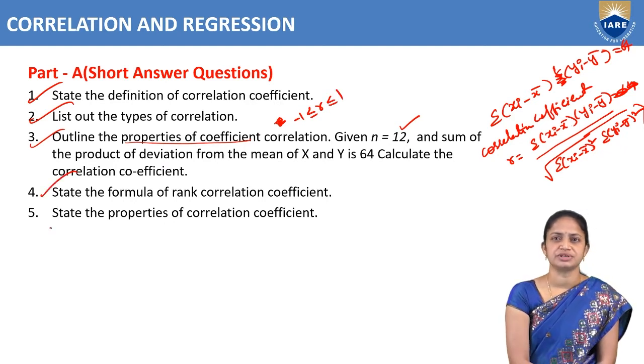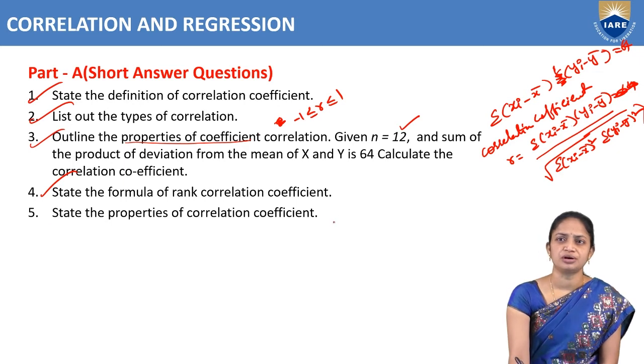Now, coming to the next question, state the formula of rank correlation coefficient. Rank correlation coefficient is denoted with rho, that is nothing but 1 minus 6 sigma d square divided by n into n square minus 1.